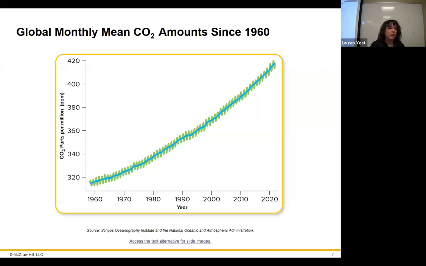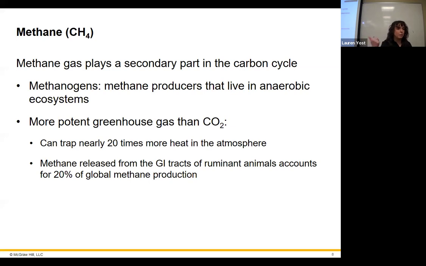This is the global monthly mean carbon dioxide amounts in the atmosphere since 1960. I used to have a little chart that showed the average temperature of the planet over time. And it's undeniable: warmer and warmer and warmer over time, by far. So it's kind of terrifying when you think about that stuff. Does it have to do with carbon dioxide? Yes. Does it have to do with methane? Yes. Does it have to do with other things though? Yeah. So there are a lot of factors going in there, but just saying. All right. So methane is actually a more potent greenhouse gas than carbon dioxide.